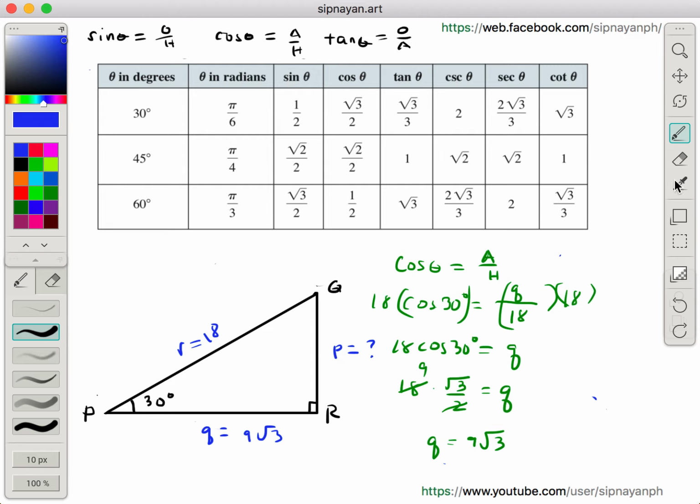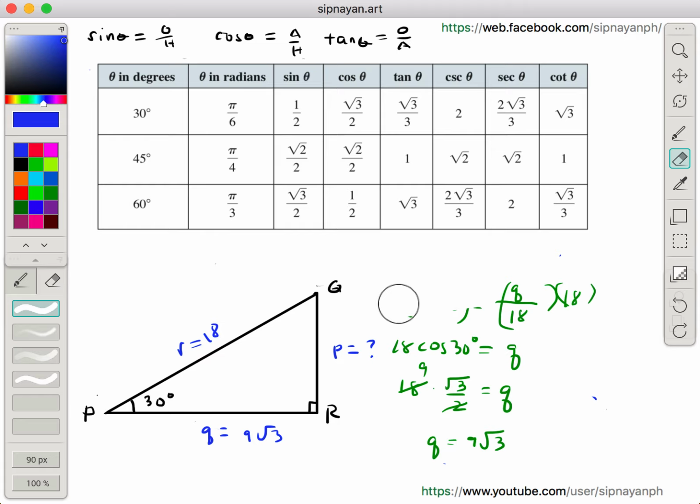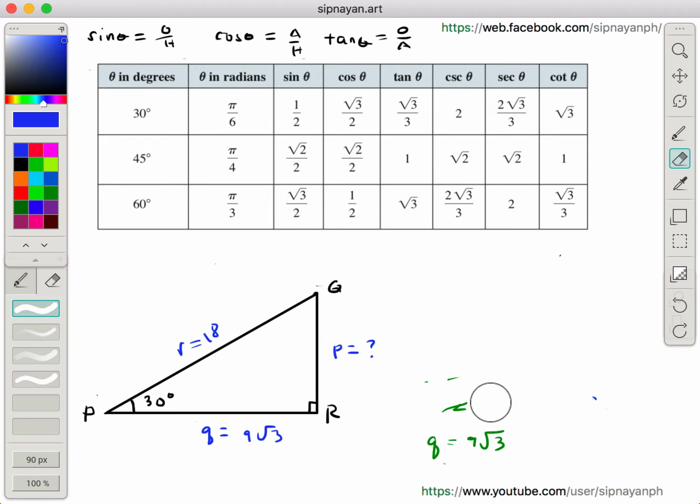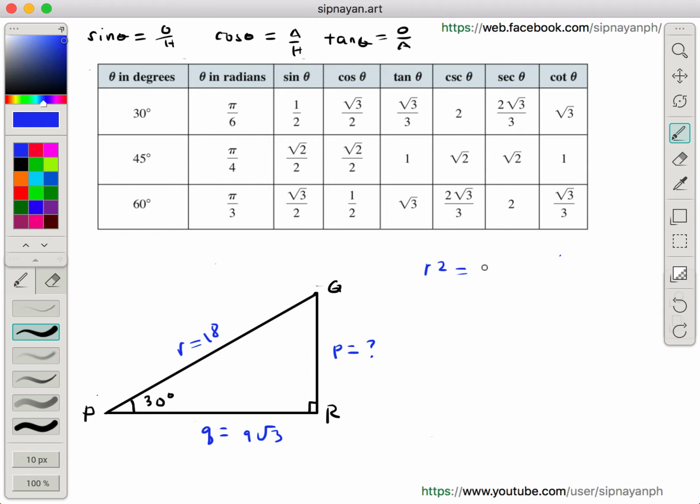Okay. Now, notice that this is a right triangle, and if we are given two side lengths, pwede na tayo gumamit ng Pythagorean theorem. So, by the Pythagorean theorem, pwede nating i-square this, and then add the square of this and the square of this, and look for P. Bali, R squared equals P squared plus Q squared. This is the Pythagorean theorem.